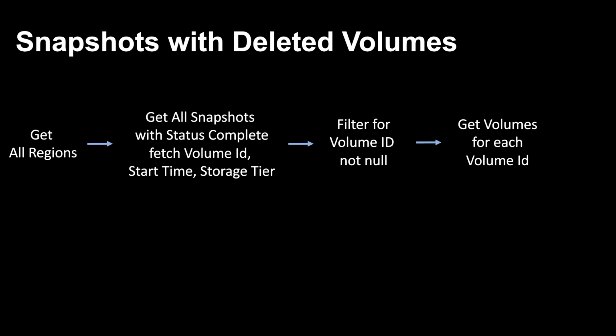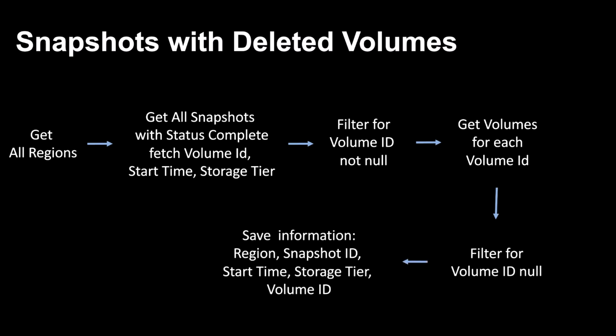For each volume, I try to fetch the volume ID again using the getVolume step. I filter rows where volume ID is null, or in other words, volume is deleted. Finally, I store the region, snapshot ID, start time, storage tier and volume ID in an Excel file. This is the flow I have captured in my workflow. You can design the workflow as per your monitoring requirements.